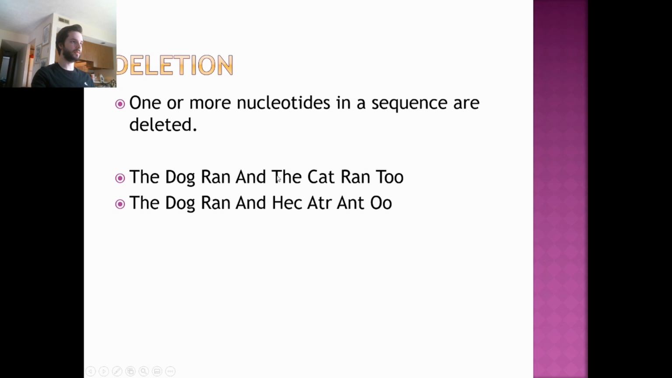So the H goes where the T was, the E goes where the H was, C goes over, A goes over, all that stuff. Everything past my mutation got messed up, and you'll notice that my frame now has one less letter than it should. This one is a letter short.